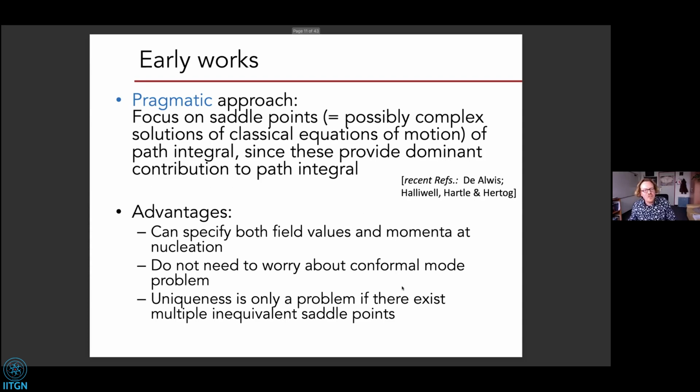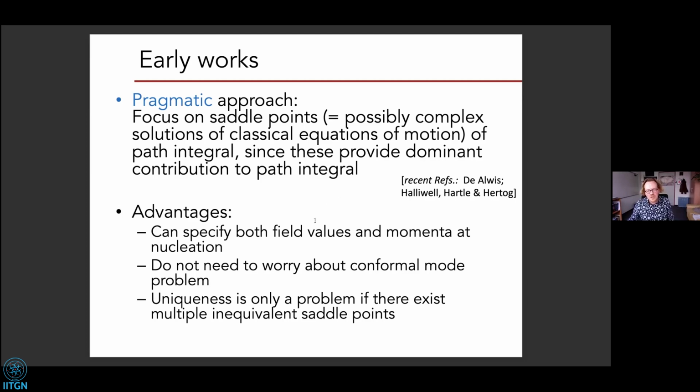Now, I have to say that faced with these potential problems or puzzles, what people did was take a pragmatic approach, which was to focus on the saddle points of the path integral. The path integral is dominated by saddle points, and these saddle points are actually solutions of the classical equations of motion. The only thing is that they can be complex solutions, and in fact the no-boundary conditions force them to be complex solutions in general.